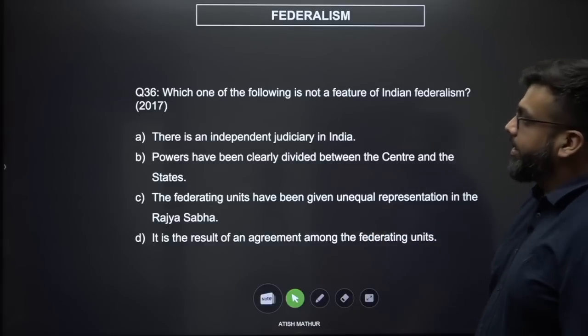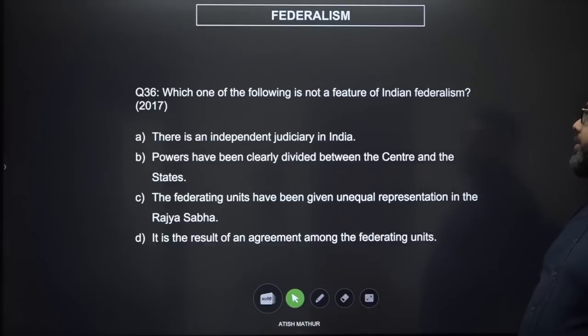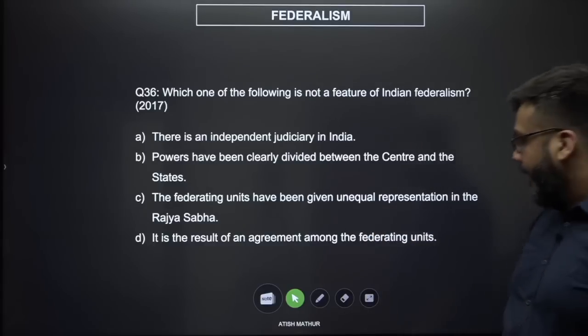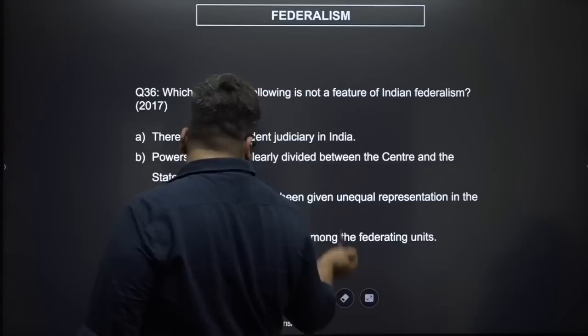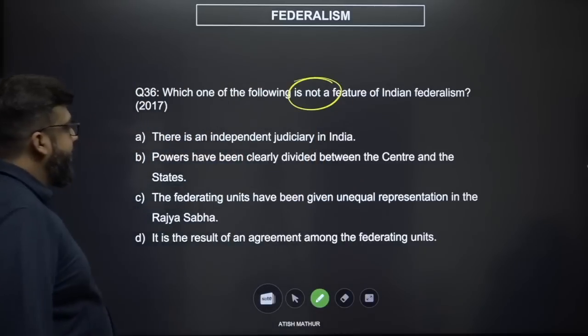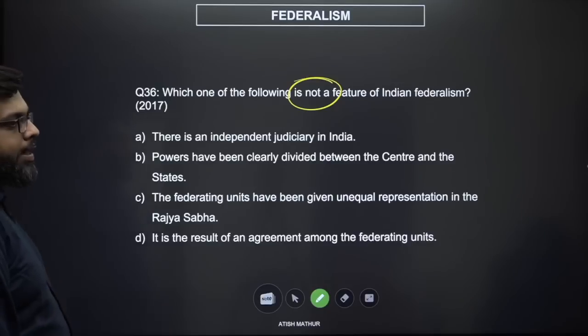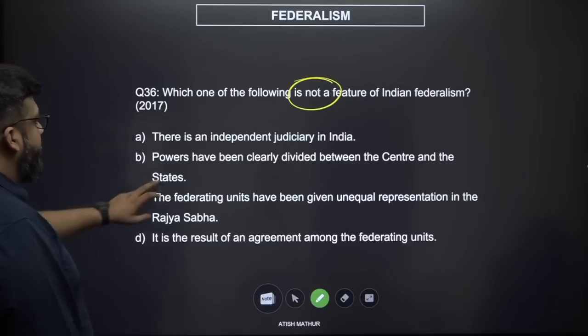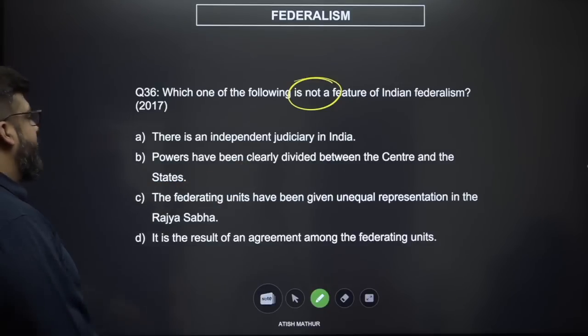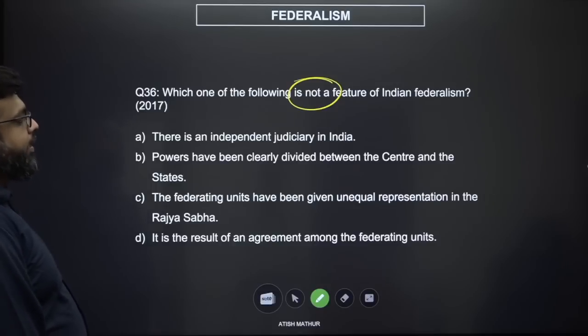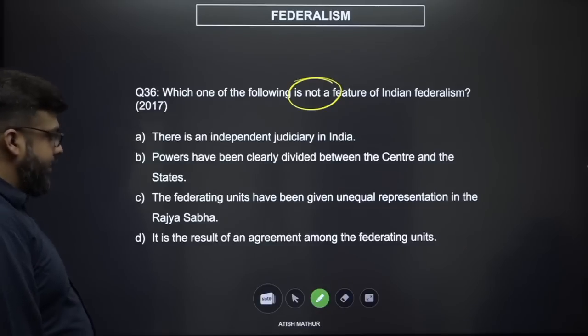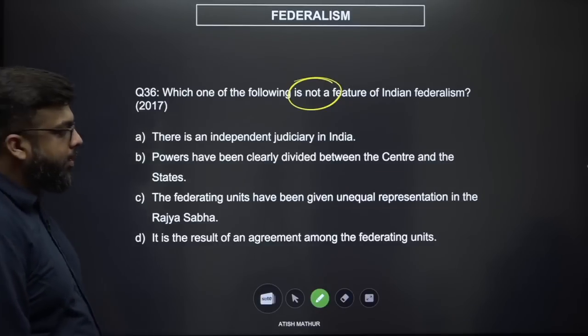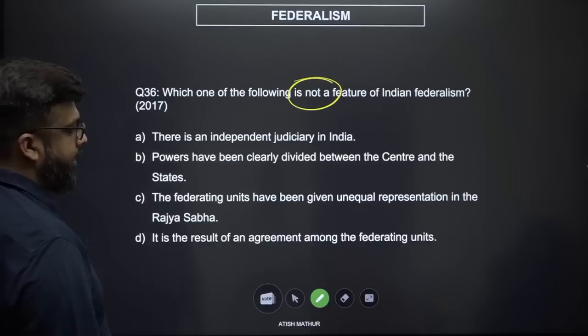Now, 36. Which one of the following is not a feature of the Indian federalism? Okay. Is not a feature, we must keep that in check. There is an independent judiciary in India. Powers have been clearly divided between the center and the states. The federating units have been given unequal representation in the Rajya Sabha. It is the result of an agreement amongst the federating units.